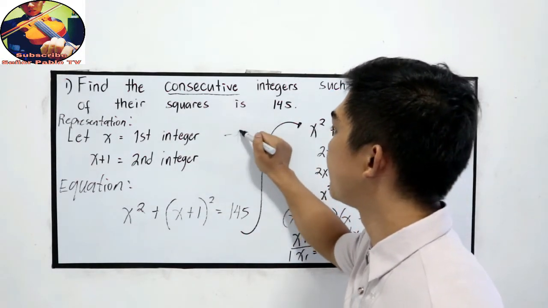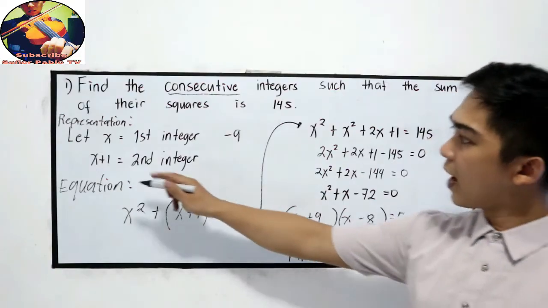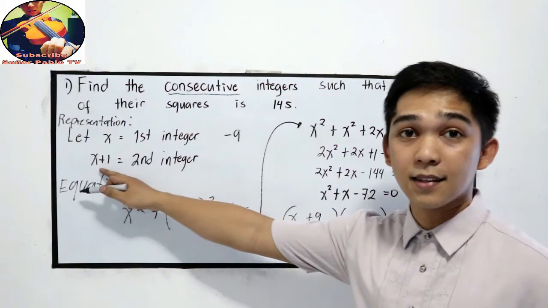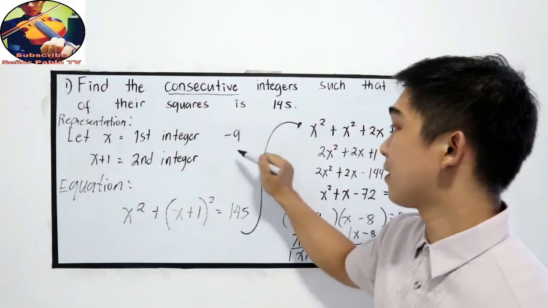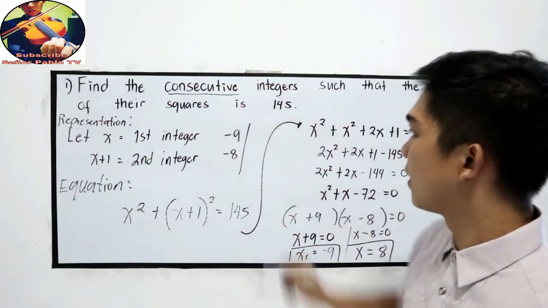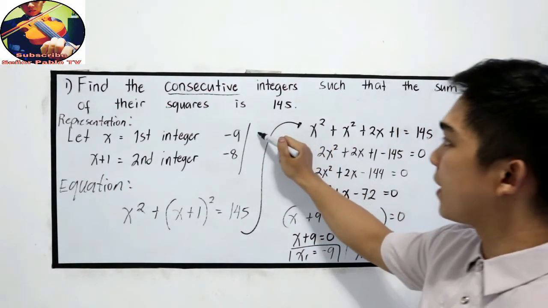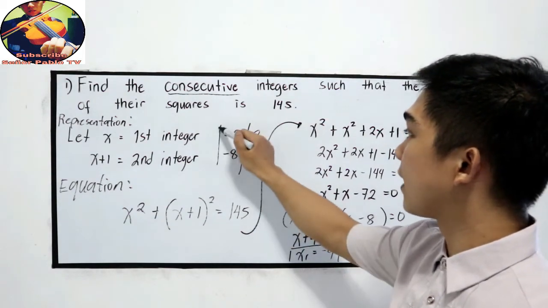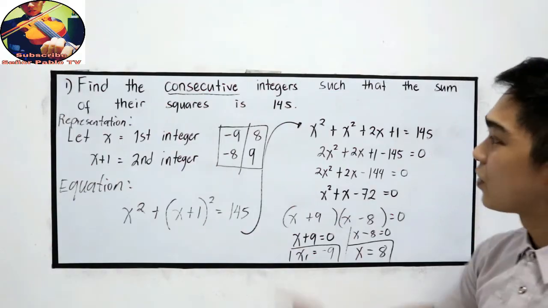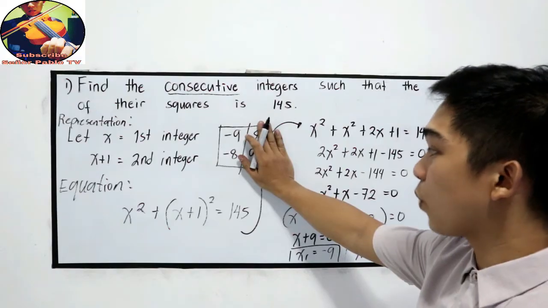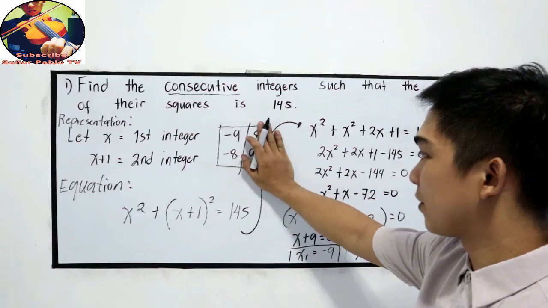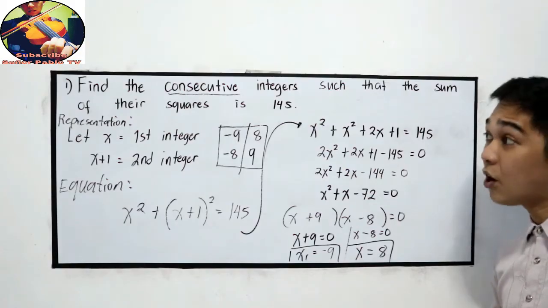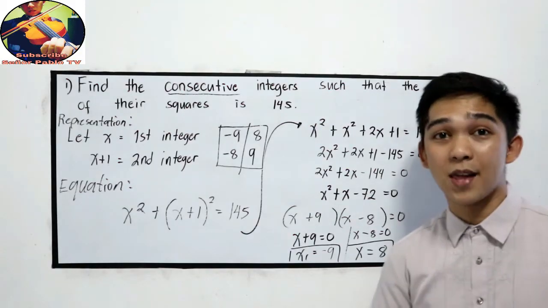Now, we have negative 9 plus 1. Substitute lang natin. Negative 9 plus 1, negative 8. At yung kapag positive 8 naman, so 8 plus 1, that is 9. So ito ngayon yung ating final answer. So i-check natin, no? So 9 squared, 145. Pwede natin i-double check. So, ganyan kung paano mag-solve ng ating word problems.